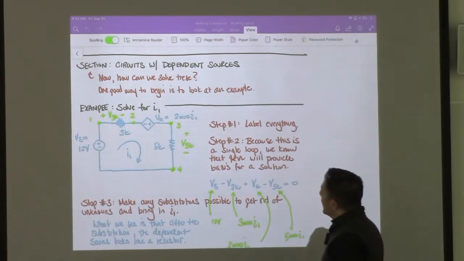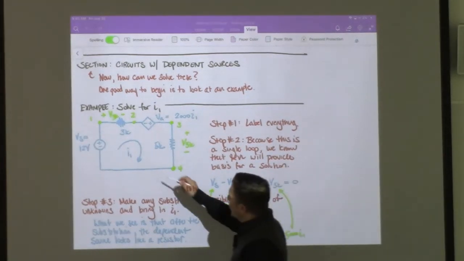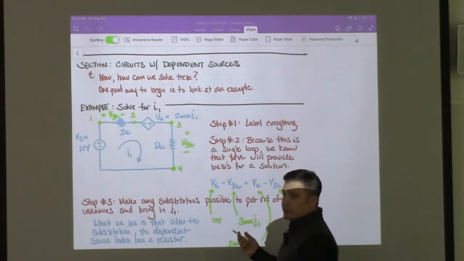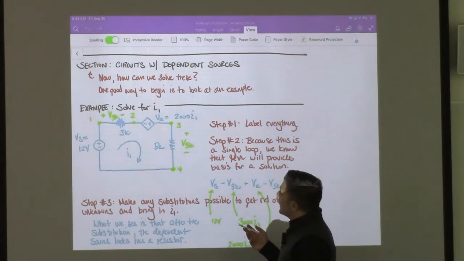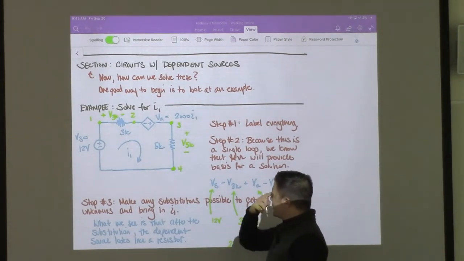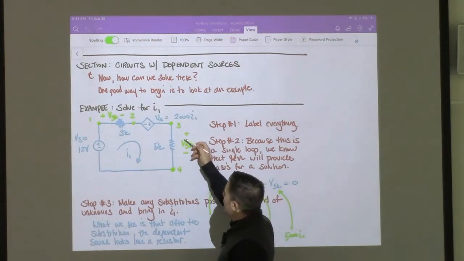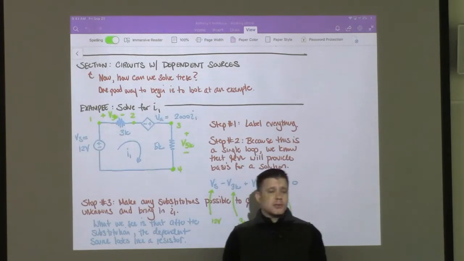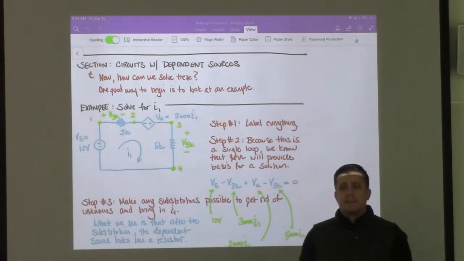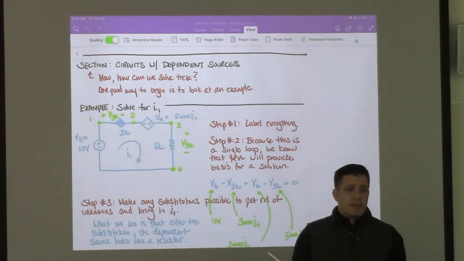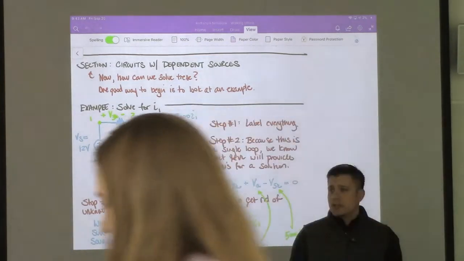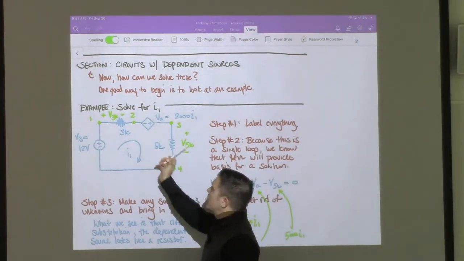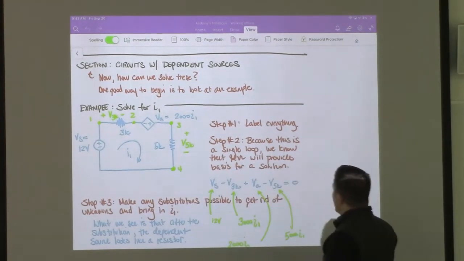So, the current I1 is defined in a clockwise fashion, and we need to solve. I labeled whatever values were left over. I just gave them the names V5K and V3K, just so we would have a name to refer to them by. And we make sure that they adhere to the passive sign convention. The current I1 flows from the positive to the negative terminal of these two passive elements.